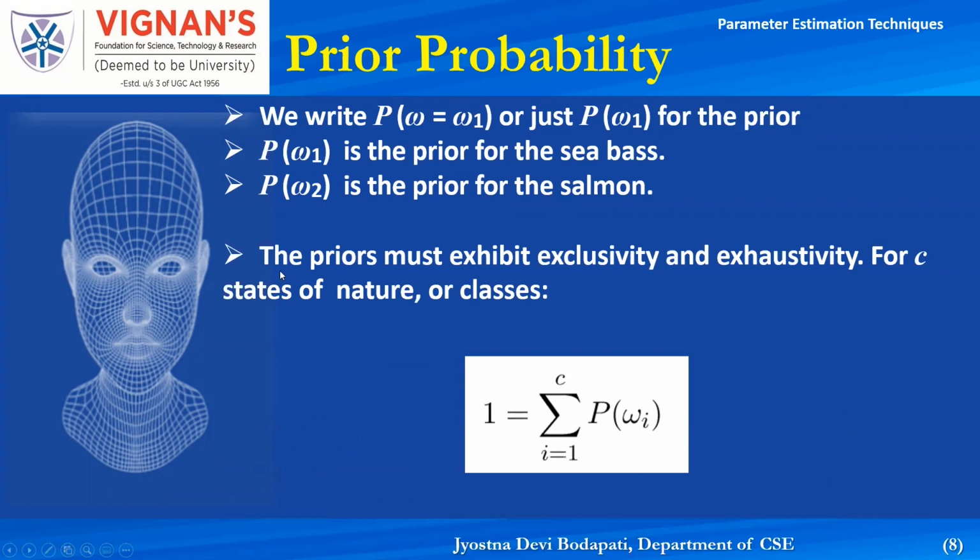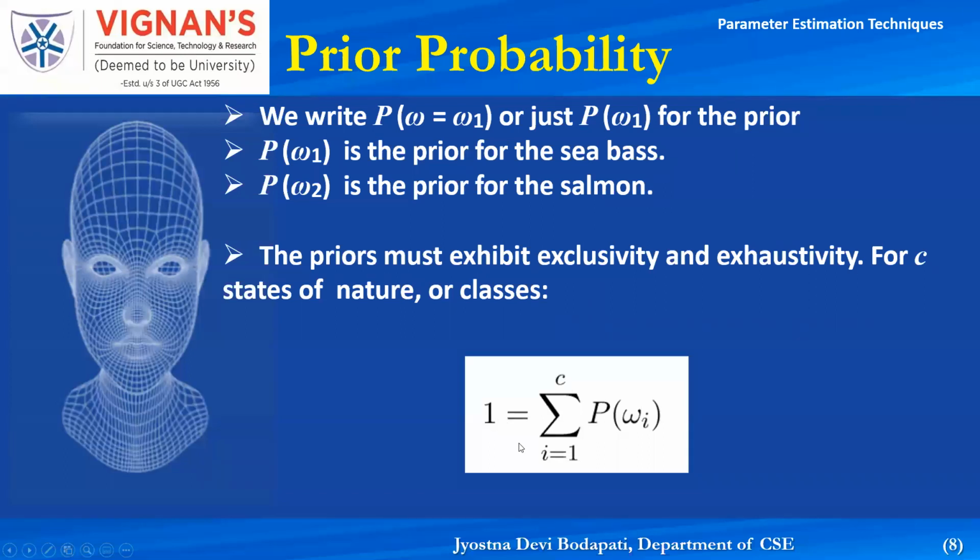And one more thing you should understand is that the summation over the prior probabilities across all the classes should sum up to 1. That is, if I have C number of classes, then the sum of the prior probabilities across all the classes is equal to 1. In the fish case, we have 2 classes: omega 1, the sea bass fish, and omega 2, the salmon fish. So probability of omega 1 plus probability of omega 2 equals what? It should sum up to 1. Even if you have C classes, it should sum up to 1.